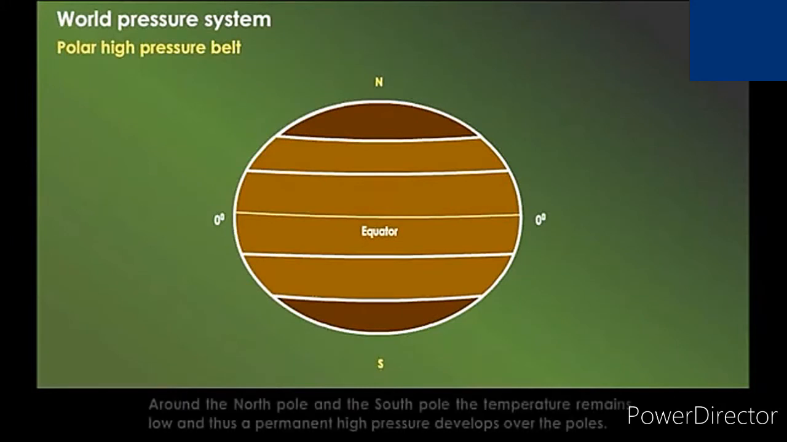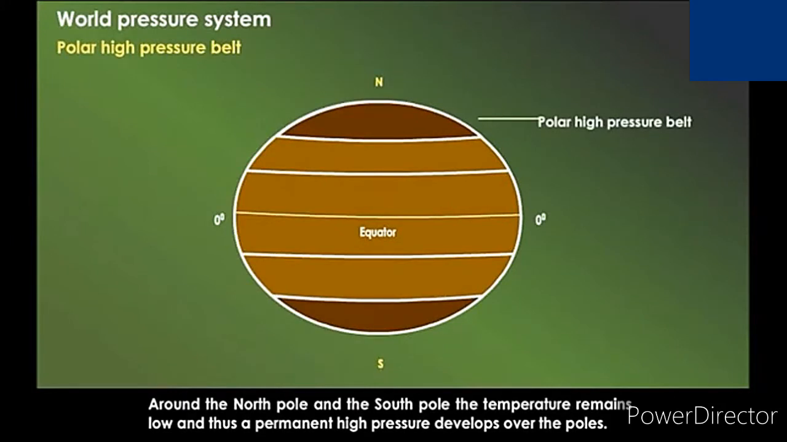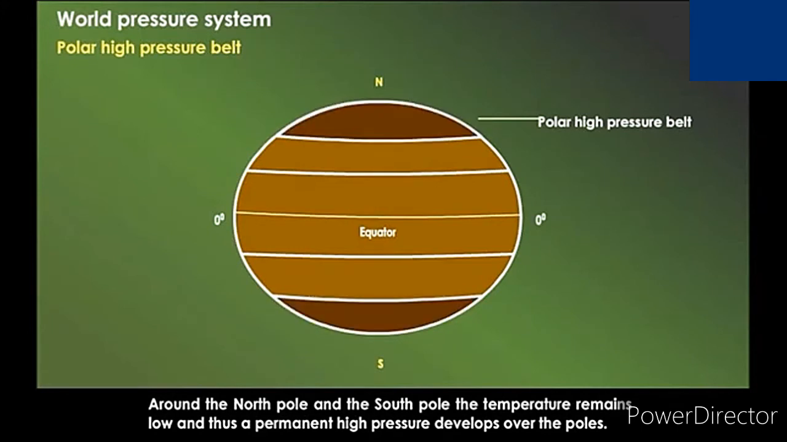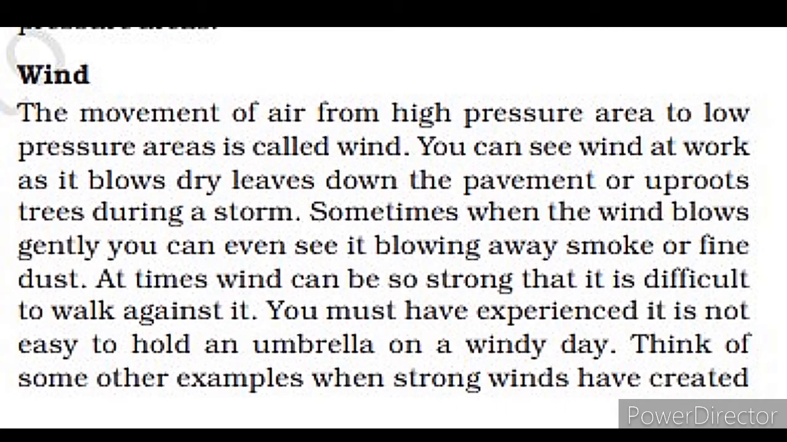Now, the polar high pressure belt. Around the North Pole and the South Pole, the temperature remains low, and thus a permanent high pressure develops over the poles. Okay, next topic is wind.